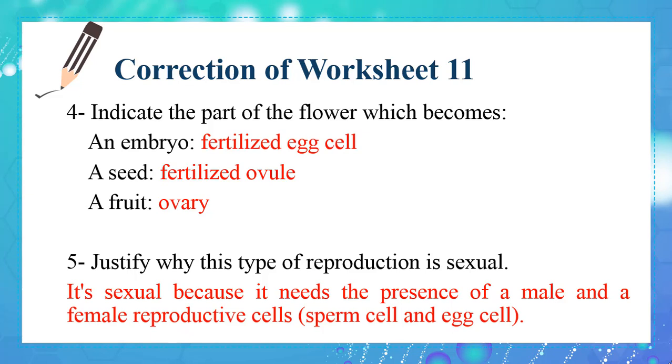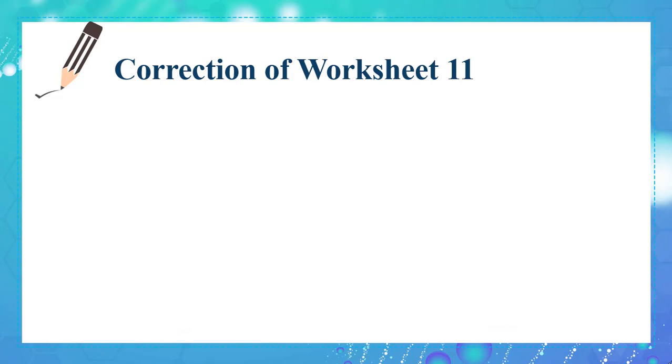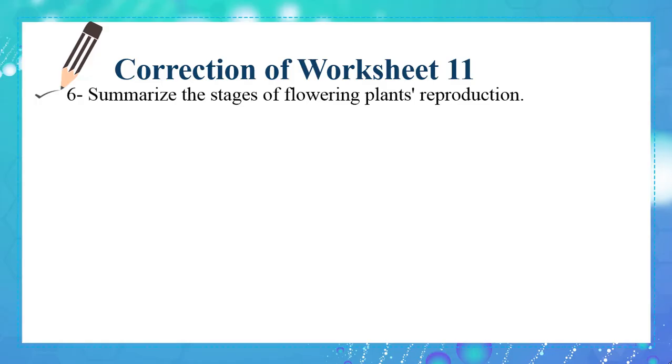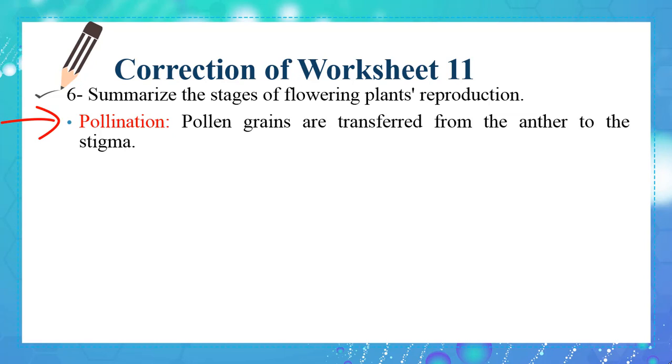This type of reproduction is sexual since it needs the presence of a male and a female reproductive cell, which are the sperm cell and the egg cell. Now let's summarize together the stages of flowering plants reproduction. Pollination. Pollination happens when pollen grains are transferred from the anther to the stigma.